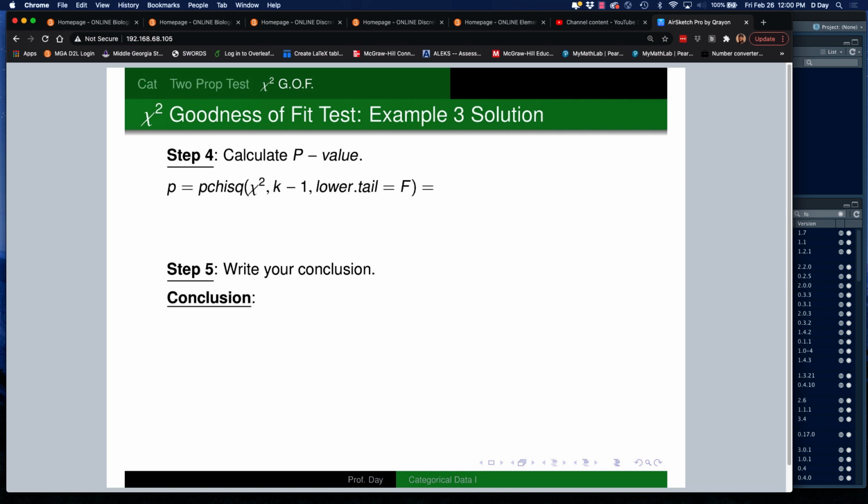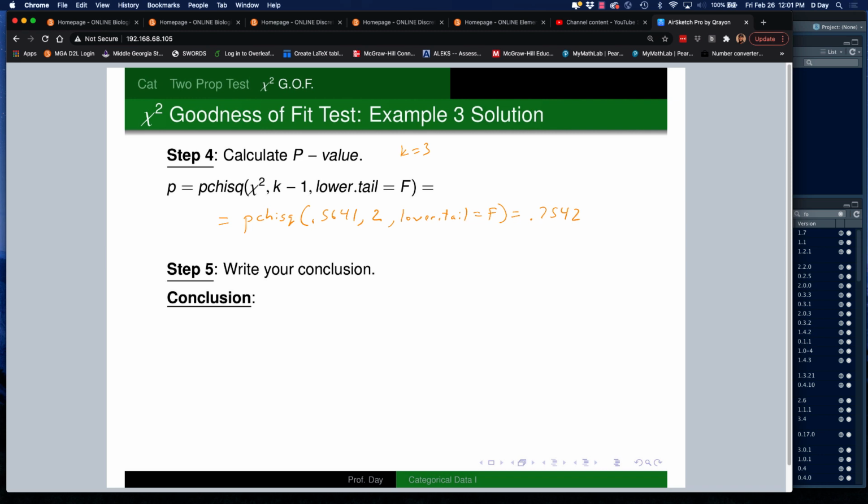p-value. So the p-value is just literally, we're going to write in pchisq, and we're going to do this in R. The 0.5641 is our first input, the chi-square value we just calculated. K minus 1 is 3 minus 1 in this case, because remember k equaled 3, so we just plug in 2 here, and then lower.tail equals FALSE, which equals 0.7542.